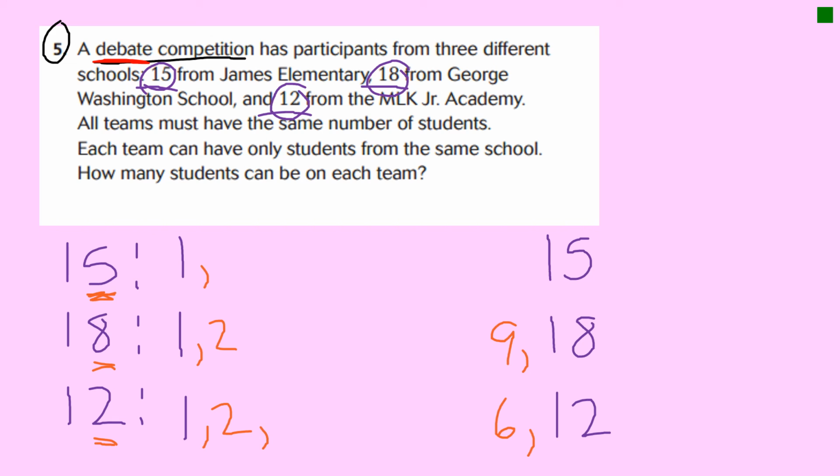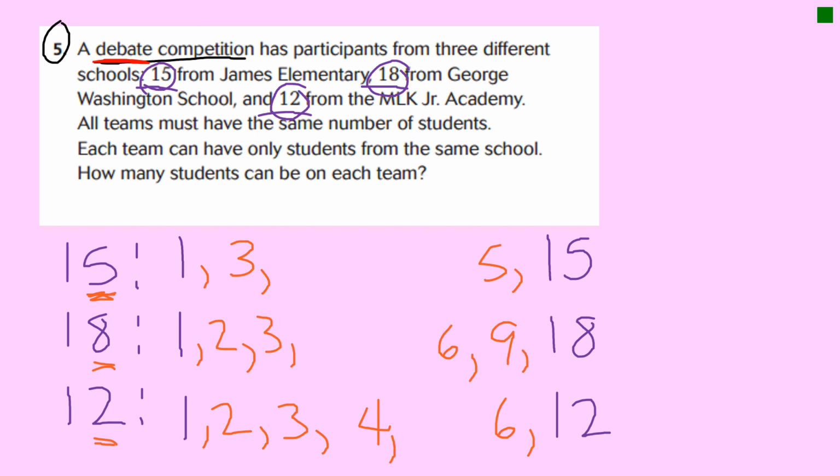Oh, these numbers are so much more pleasant than that last problem, right? This is basic fact land here. Thank goodness. 3 times 5, hooray, is 15. 3 times what is 18? You know that basic fact. And of course, you know that 3 times 4 is 12.